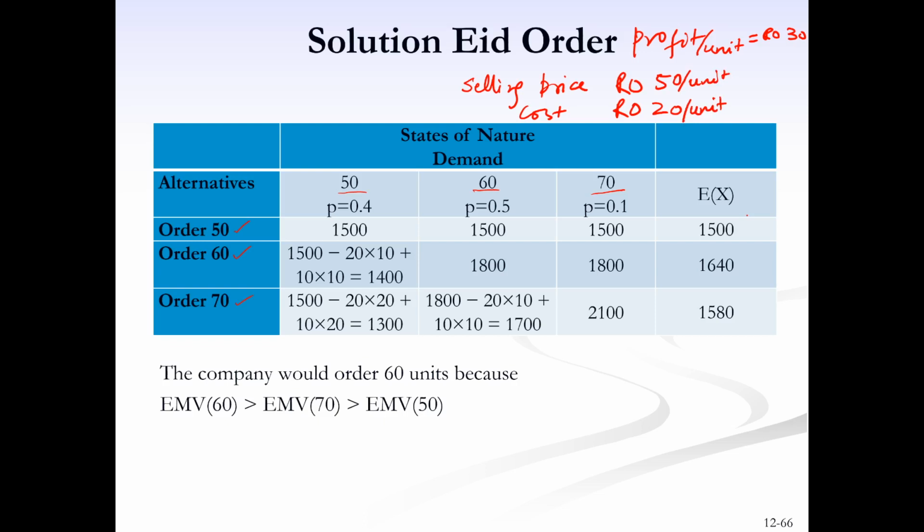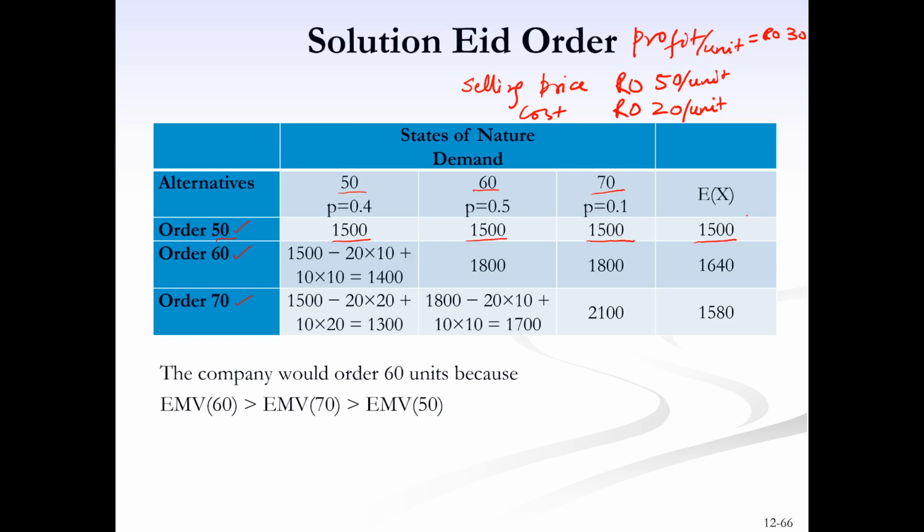So from here we can work out the profit, that is, we can work out the payoffs. If we order, let's say, 50 units, and the demand is also 50 units, then we are able to sell all of them, and we will have 50 multiplied by 30 Riyal profit per unit. We will have 1500 payoff. And in the same way, if the demand is 60 units and we have ordered 50 units, we will only sell 50 units. So again 1500, and also 1500, and the expected value is 1500.